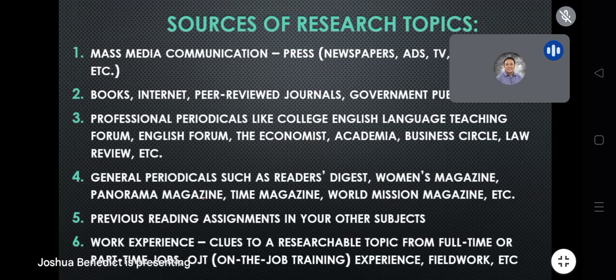Now, for example, Wikipedia and blogs are not valid sources of information, because these can be edited and can be opinionated. And remember, we need objectivity in our research paper. Then you have your professional periodicals, for example, College English, Language Teaching Forum, English Forum, The Economist, Academia, Business Circle, Law Review, etc. All of these are basically periodicals or online journals.